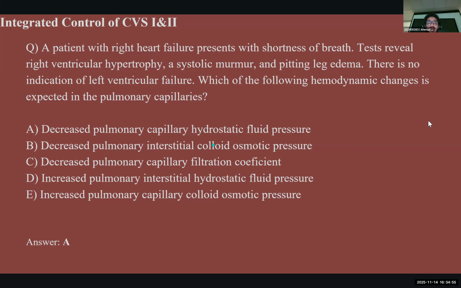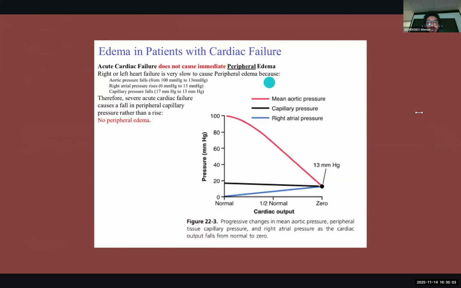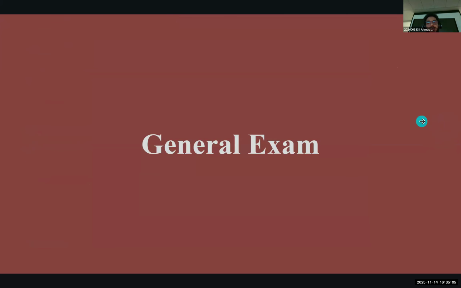And again, Dr. Moon stressed this. Keep it in mind. Most of the questions that I picked were stuff that he mentioned is important in the recording. And now for the general exam questions. Ahmed is going to go first.